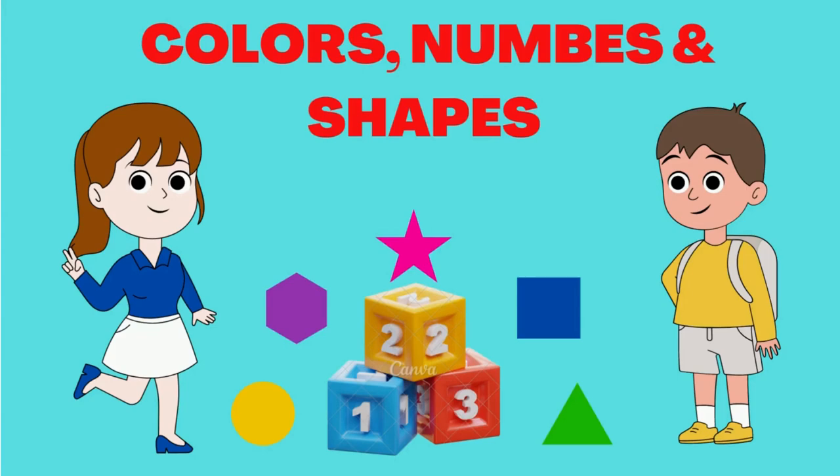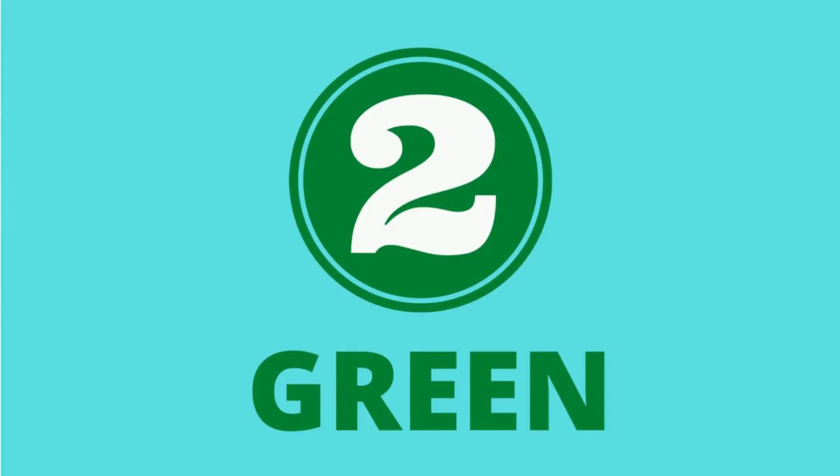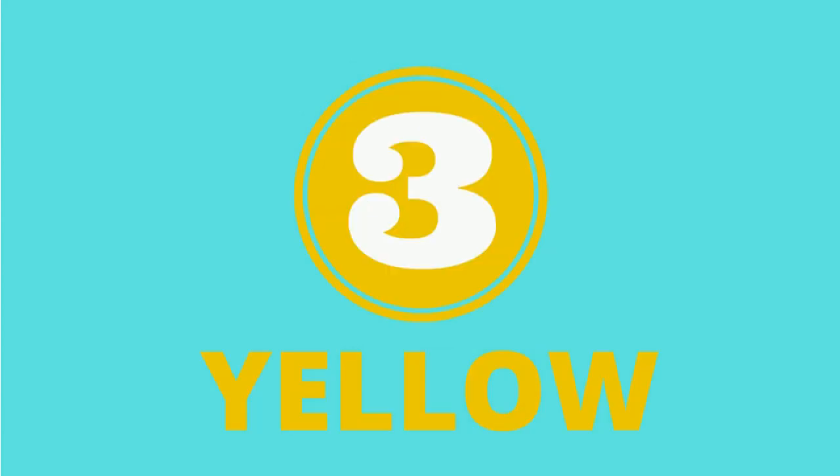Hello kids, let's learn about colors, numbers, and shapes. 1. What color is this? Red. 2. What color is this? Green. Color green. 3. What color is this? Yellow. Yellow.